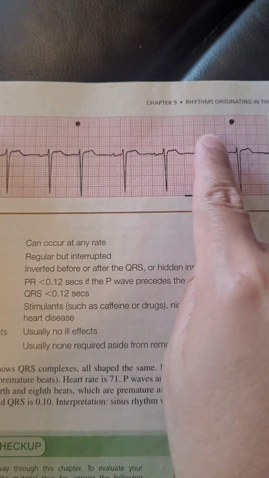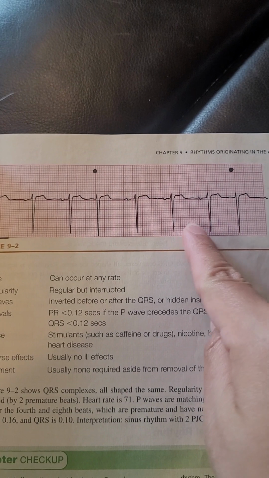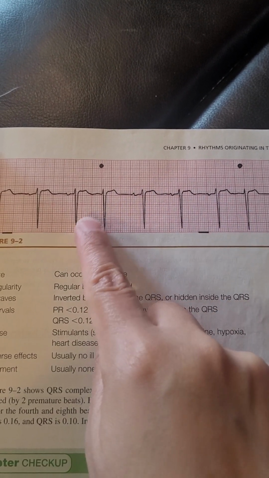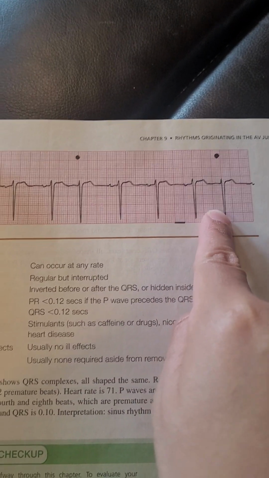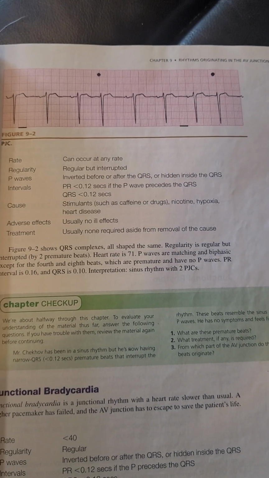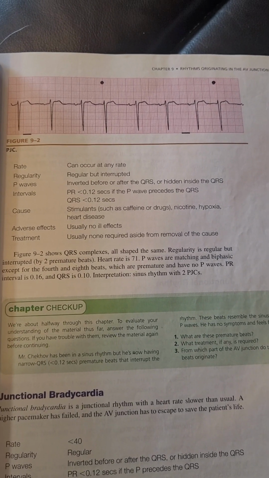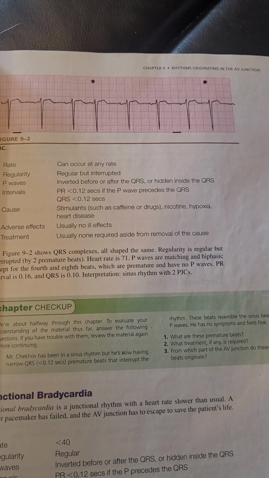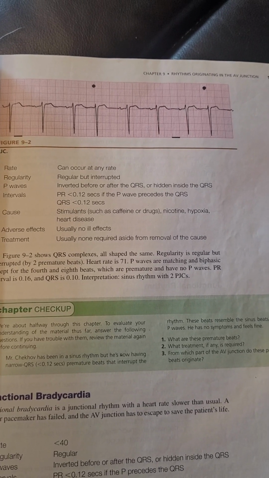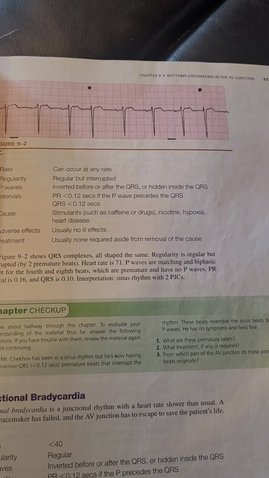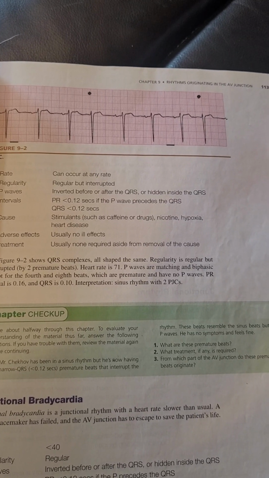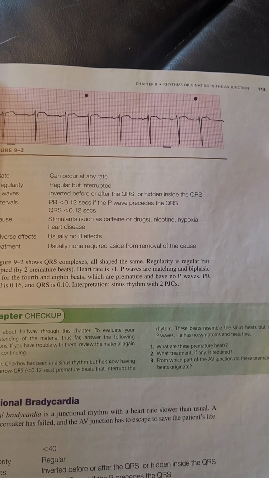And this one, the book gives you the answer, so you can see that there are two premature beats. Heart rate is 71. The regularity is regular but interrupted. P waves are matching and biphasic, except for the fourth and eighth beats, which are premature and have no P waves. PR interval is 0.16 and QRS is 0.10 seconds.